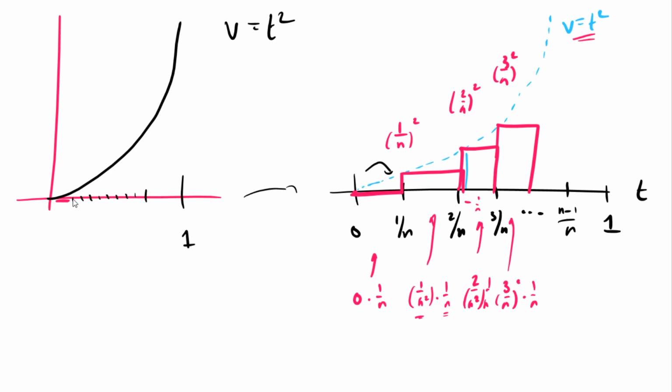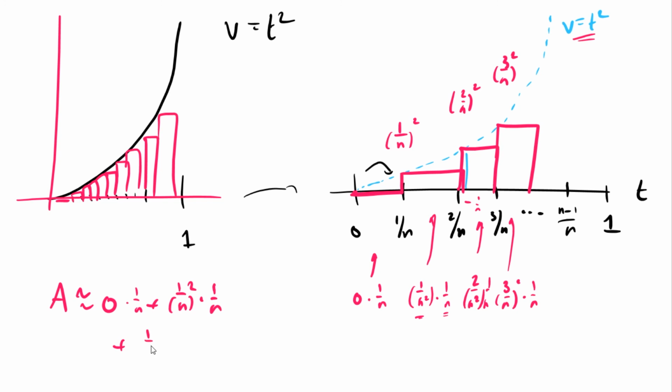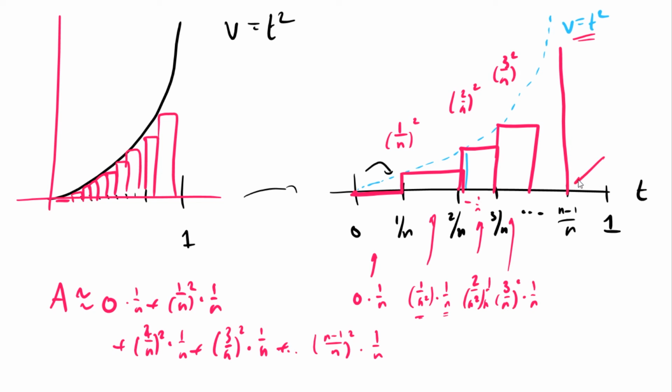And if you want a sum that approximates the area underneath this entire shape with these left endpoint rectangles that I've been drawing, then the area is going to be about equal to 0 times 1 over n plus 1 over n squared times 1 over n plus 2 over n squared times 1 over n plus 3 over n squared times 1 over n. And you just keep going until you get to n minus 1 over n squared times 1 over n. The reason that you stop here is because the last rectangle has a height dictated by that point right there.